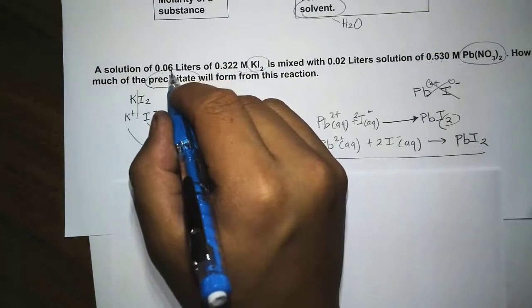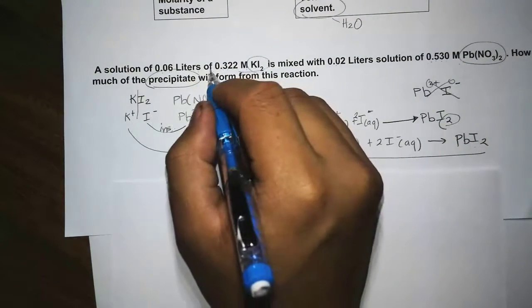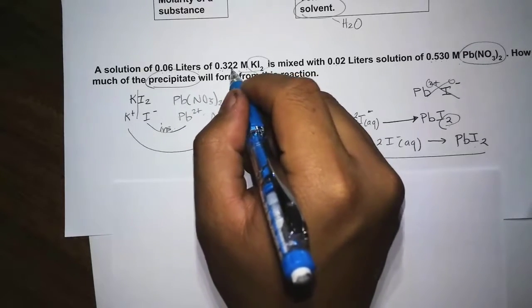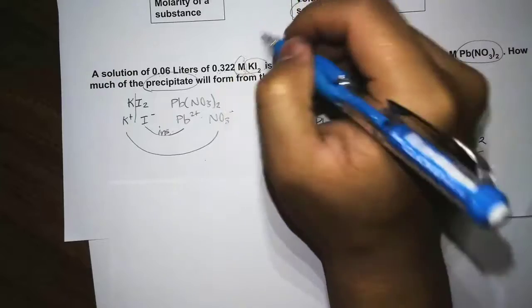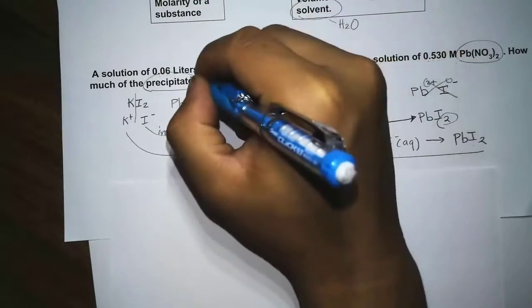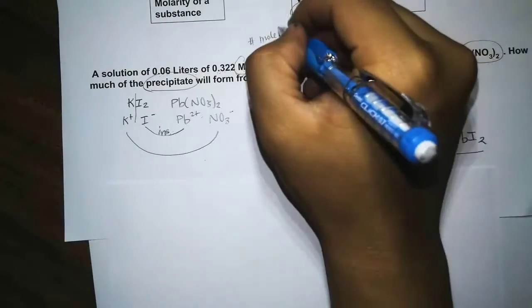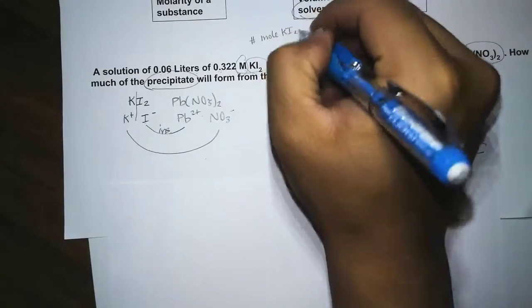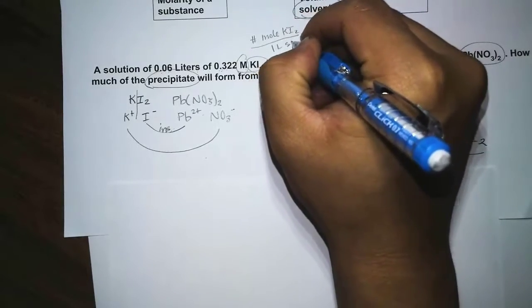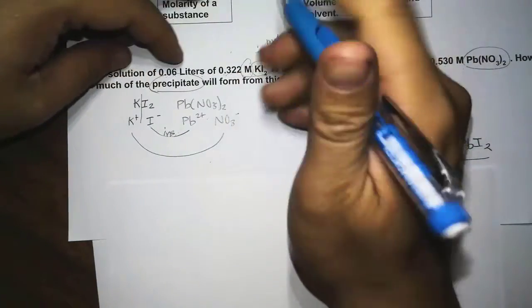We know that we have 0.06 liter, which is our volume, and the molarity is 0.322. But don't think of molarity as just M; think of it in terms of number of moles of A. In this case, what is A? A is KI. And over how many liters? Of course, it's going to be 1 liter of solution.